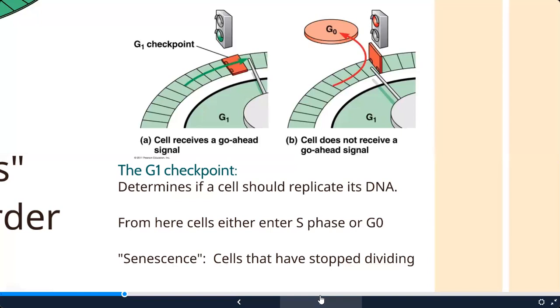Your neurons are an example of this. They don't go through cell division. They stay in the G0 phase throughout the majority of your lifetime. Now, that's different from senescence. Senescence is when cells just stop dividing. They're unable to repair their telomeres anymore, and they can't divide anymore. That's aging.